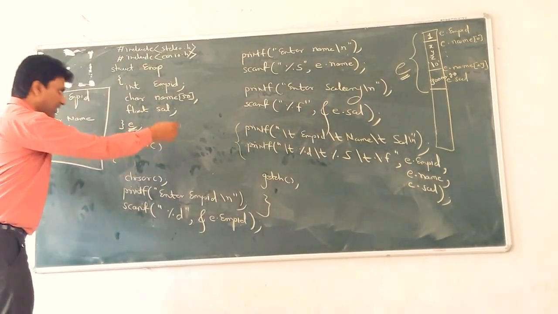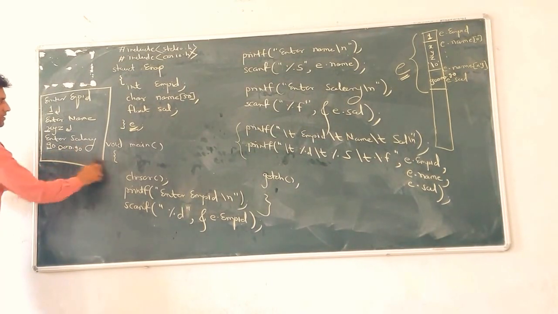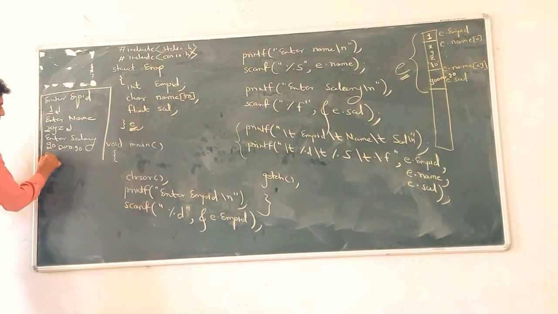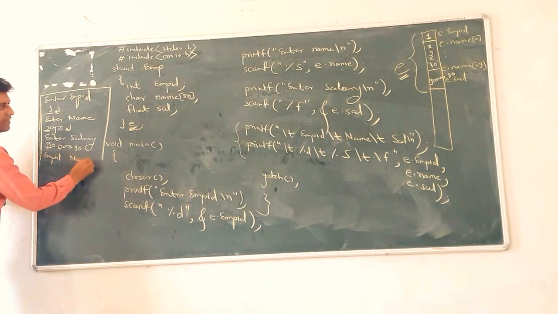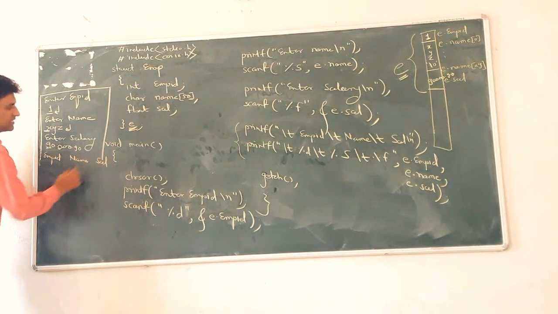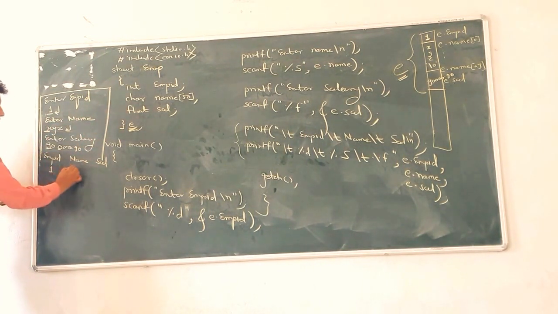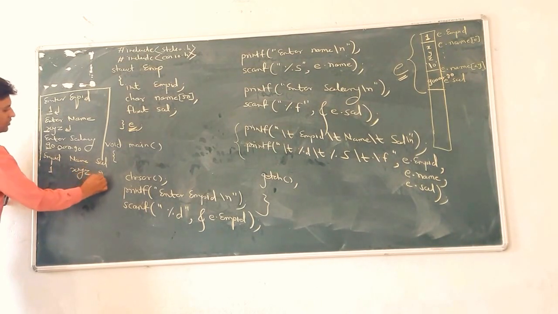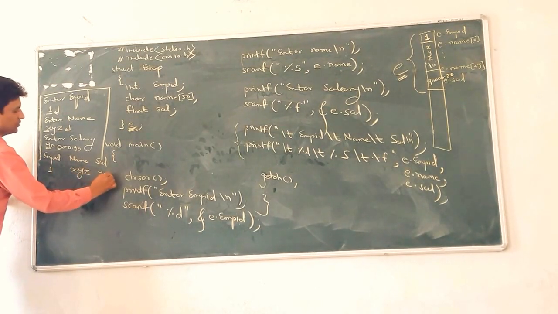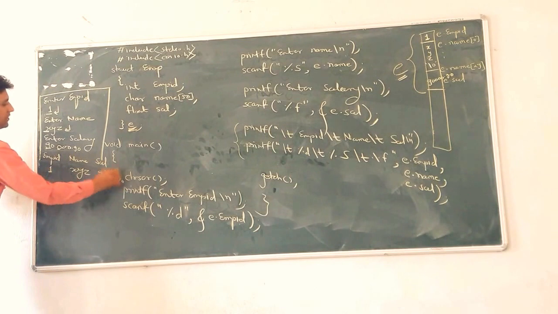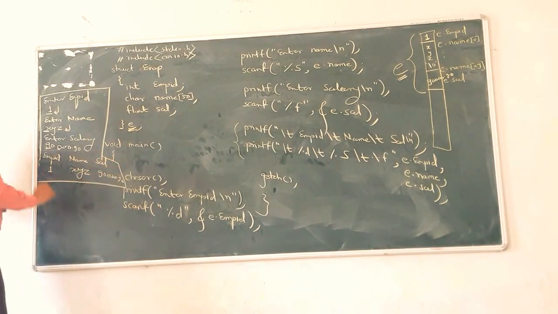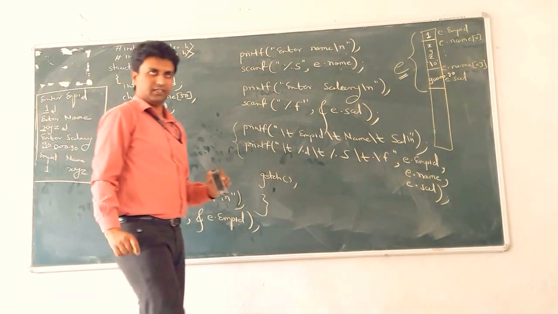So after that, the last two statements: employee ID, then tab means some spaces, then name, tab, some spaces, salary. After that, on the next line, backslash n, in the next line, what is the employee ID? 1. What is the name? XYZ. And what is the salary? 9000.90. This is the whole record displayed on your screen.